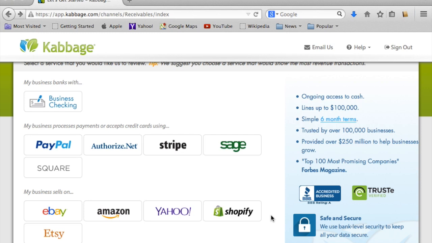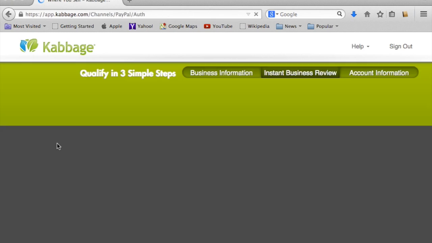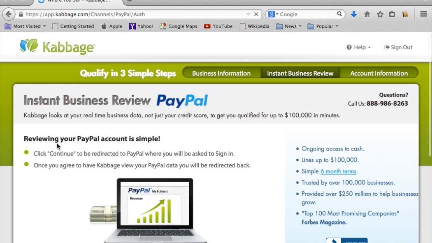So that information will generally show your business transactions and the amount of revenue that you have associated with your business. Now, this step is really important because essentially Kabbage needs to know that your business is actually making money and that you will be able to pay the loan back.